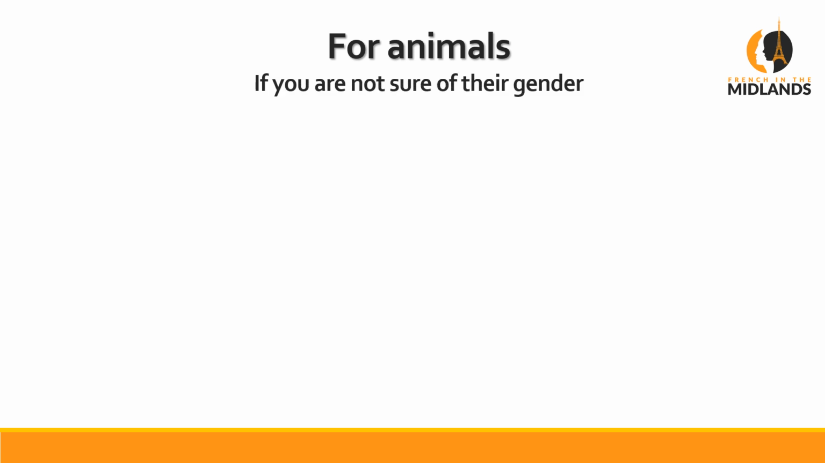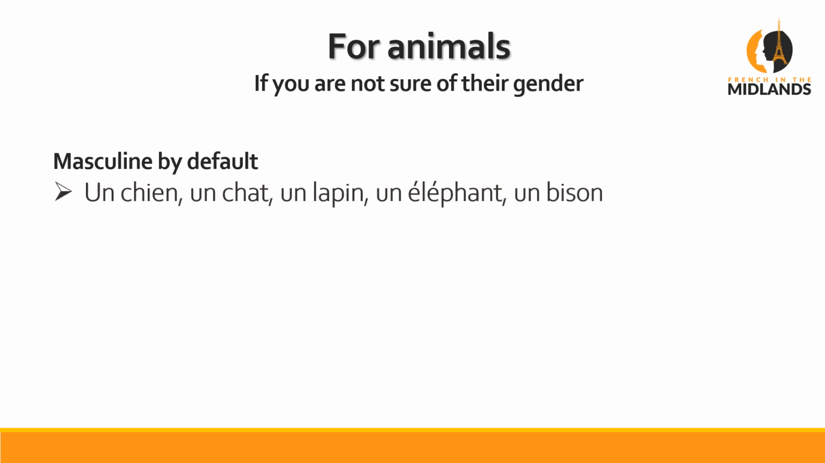One thing to bear in mind is when you're talking about animals, and if you're not sure of an animal's gender straight away, use the masculine by default. For instance, un chien, a dog. Un chat, a cat. Un lapin, a rabbit. Un éléphant, an elephant. Un bison, a bison.